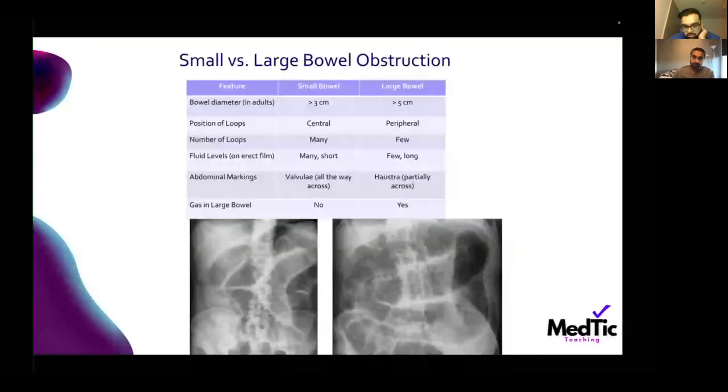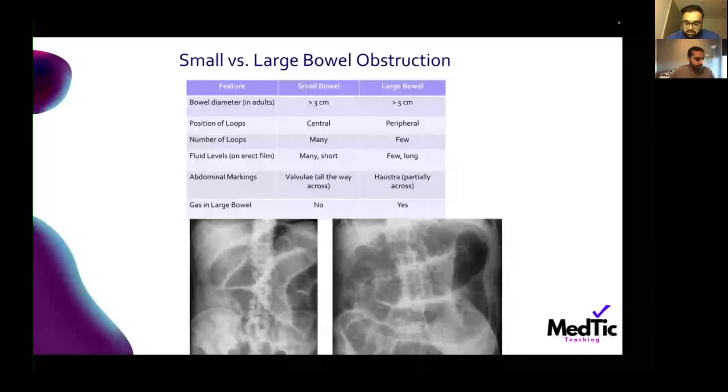And just a quick word, it is quite common. Hopefully you guys learned it by now, but small versus large bowel obstruction, things to look for on abdominal films. Your large bowel obviously has a much larger diameter than small bowel. Now the position of the loops, small bowel central and large bowel peripheral, hopefully that's fairly self-explanatory. Small bowel usually has a smaller number of loops than the large bowel. Fluid levels are fewer in the large bowel than the small bowel.